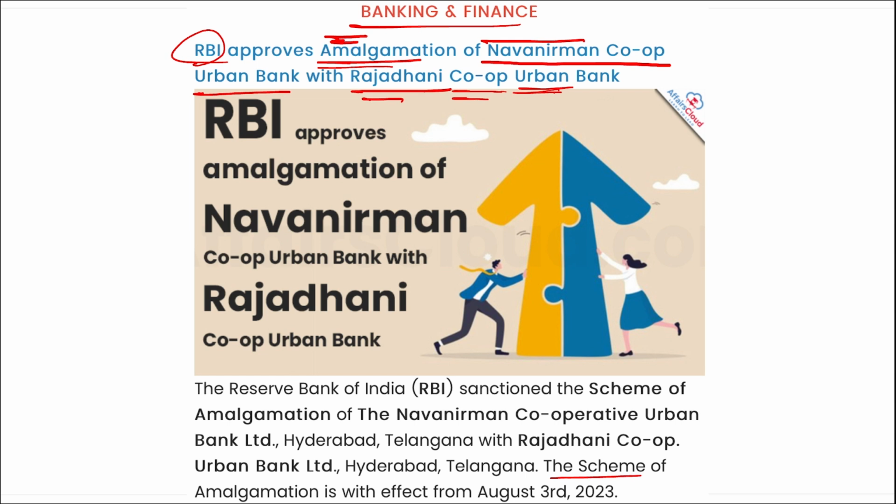Correct. The scheme has been sanctioned in the exercise of the powers conferred under sub-section 4 of Section 44A, and the act was originally passed as the Banking Companies Act of 1949 and came into force on 16th March 1949. This act gives RBI the power to control the banks in India, and it did not apply to Jammu and Kashmir until 1956. So coming back, which two cooperative banks are being amalgamated, and for them RBI has given the approval? It is Navanirman Cooperative Urban Bank and Rajdhani Cooperative Urban Bank.